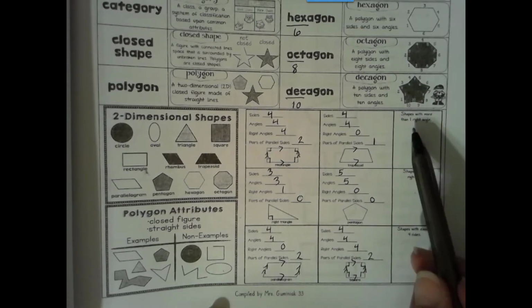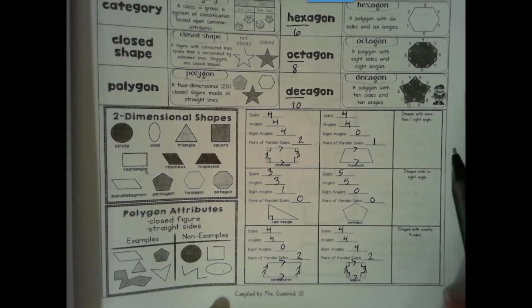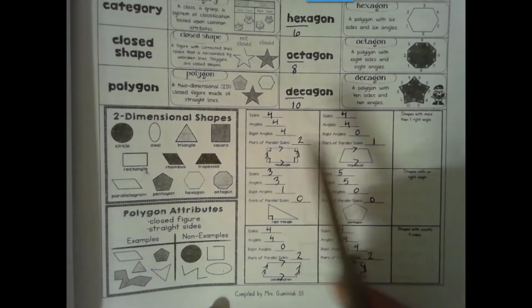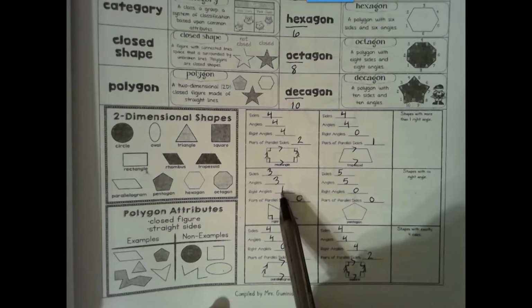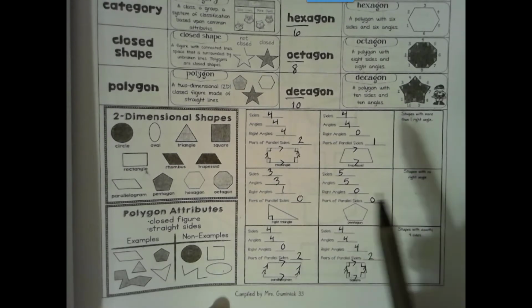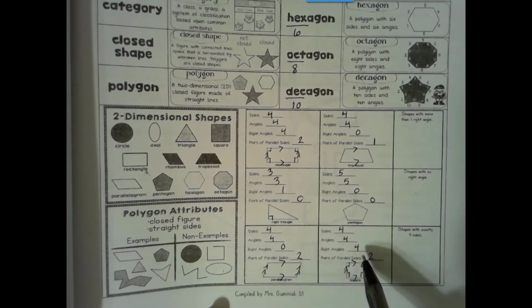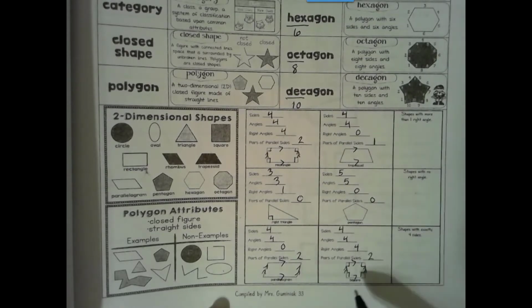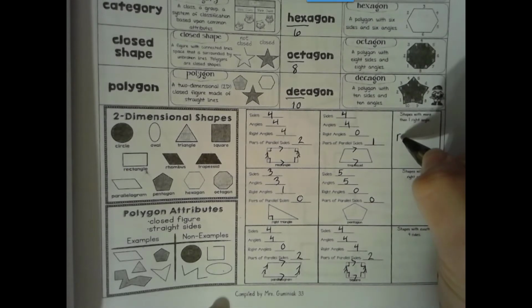Shapes with more than 1 right angle. So more than 1. We have 2 here. I'm sorry, we have 4 here. 0. We only have 1 here. That 1 is not more than 1, so that won't count. 0, 0, and 4. So shapes with more than 1 right angle would be rectangle and square.